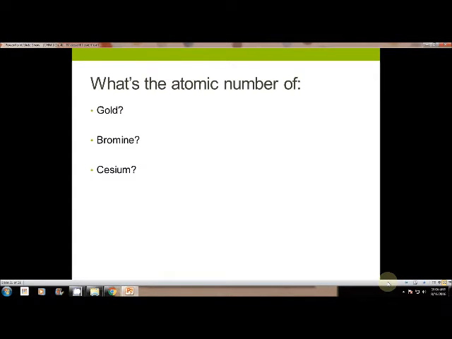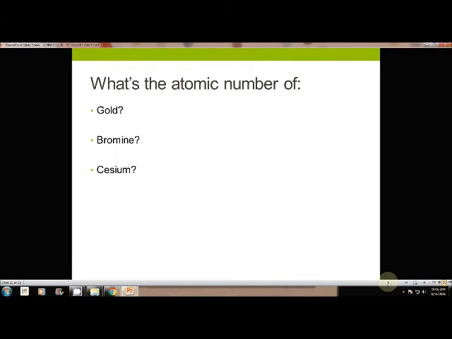So, for example, what's the atomic number of gold? Gold is located in the center of the periodic table near the bottom of that big block on top, and its symbol is Au, which we should know, coming up soon. So Au symbol, and that has an atomic number of 79.